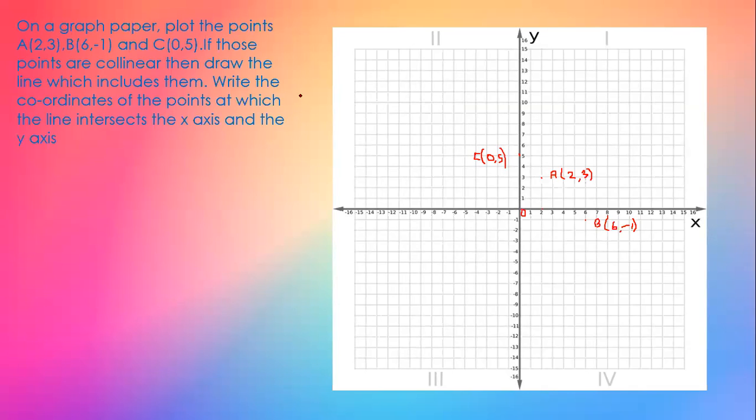Right. Now we need to draw a line. If you will see carefully, the points are collinear. Now we need to draw the line.